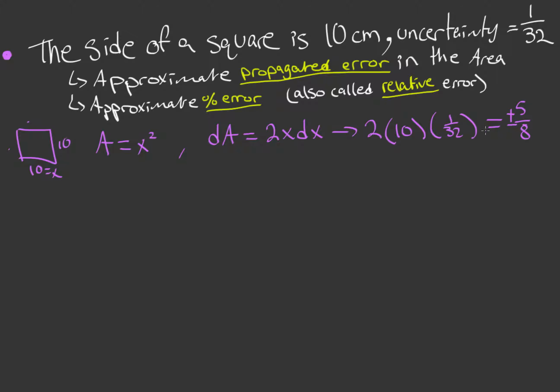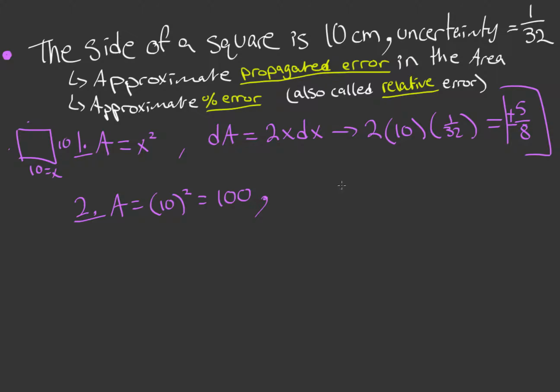Now that we have our uncertainty, that's our propagated error in our area. We can have plus or minus that much in our area. So that's basically number 1. For number 2, which is the approximate percentage error, which is also called the relative error, those both mean the same thing. We just have to divide this number, which is our propagated error, over our entire area. So you know that area is equal to x squared, which is 10 squared, which gives us 100.